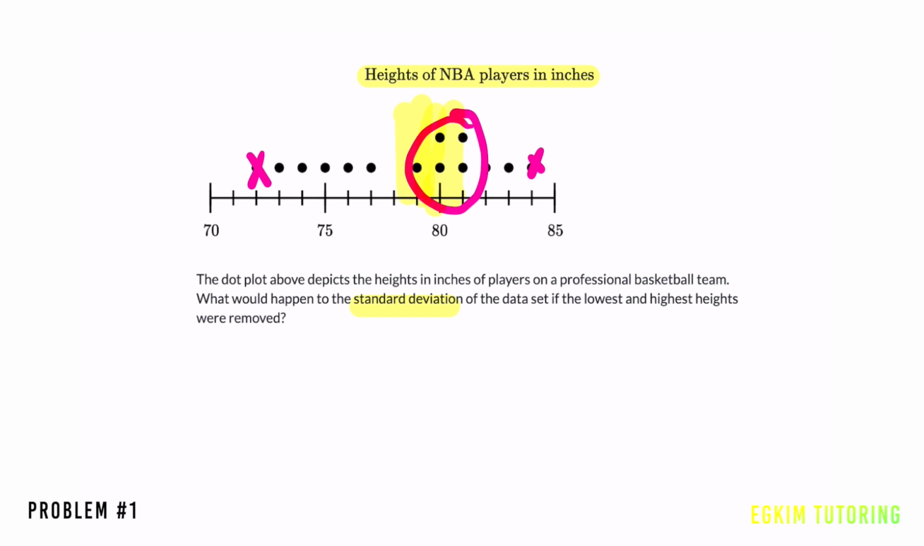First of all, the mean's going to change just a little bit because you got rid of a couple data points. But the mean is still around this area. And the other thing is that the data points are getting closer to each other, so they're getting closer to the mean. Because the data points are getting closer to the mean, that means your standard deviation is getting smaller, or in other words, your standard deviation is decreasing.